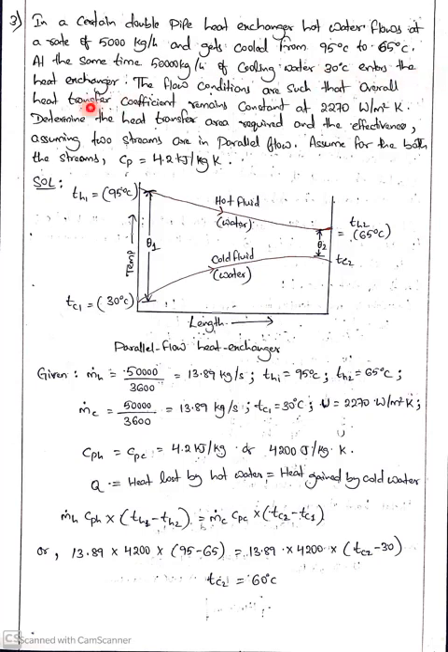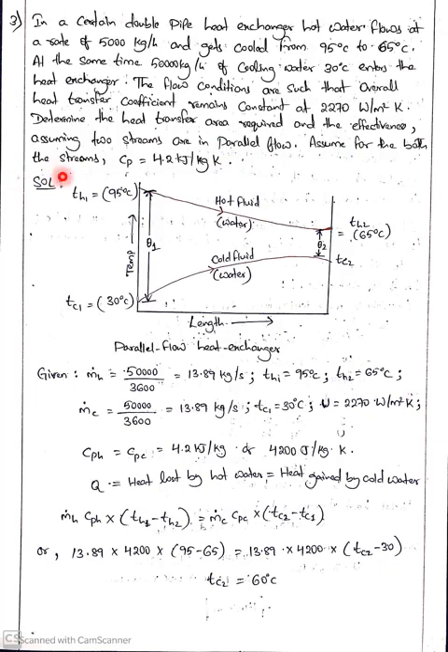30 degrees enters the heat exchanger. What is he saying? 30 degrees enters the heat exchanger, so Tc1 is 30. The flow conditions are such that the overall heat transfer coefficient remains constant. So what has he given? U. Determine the total heat transfer area. What is asked is the area required and the effectiveness, assuming the two streams are in parallel flow. Parallel flow is given.